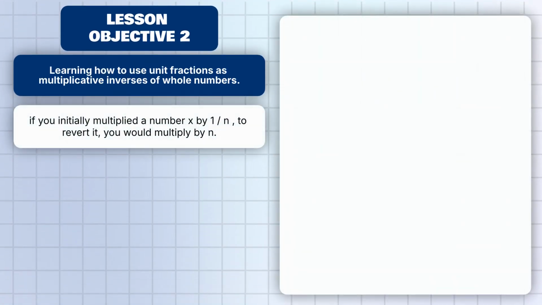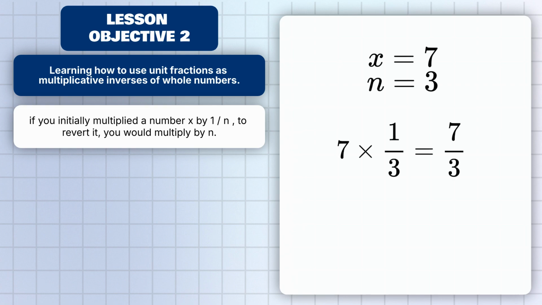Conversely, if you initially multiplied a number x by 1 over n, to revert it, you would multiply by n. For example, let's say x equals 7 and n equals 3. If you multiply 7 by 1/3, you get 7 over 3. To reverse this, you multiply 7 over 3 by 3, which gives you 7.